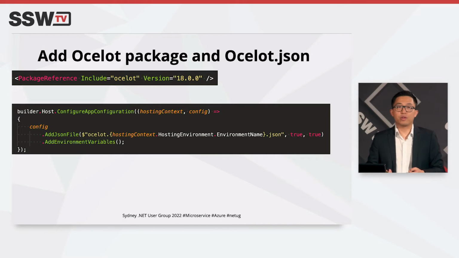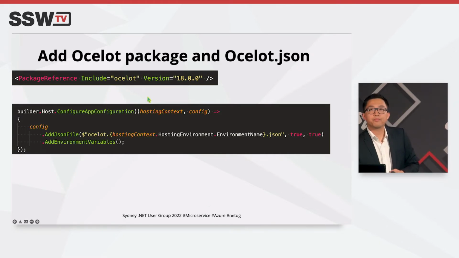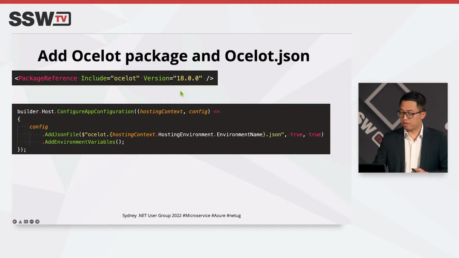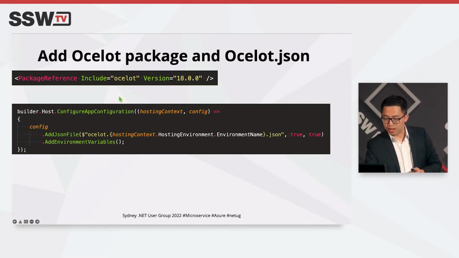Now, the way to add it is very simple. We just need to include the package, so you can see here. Also, it's currently on version 18. I checked this morning. And then, as usual, this code snippet is based on .NET 6.